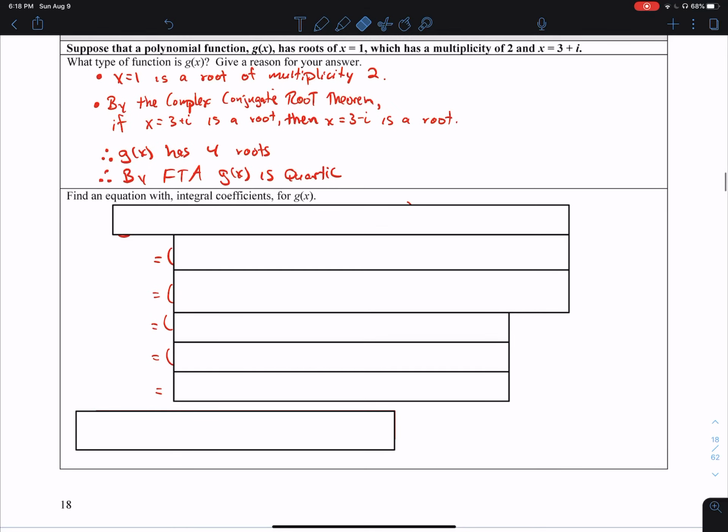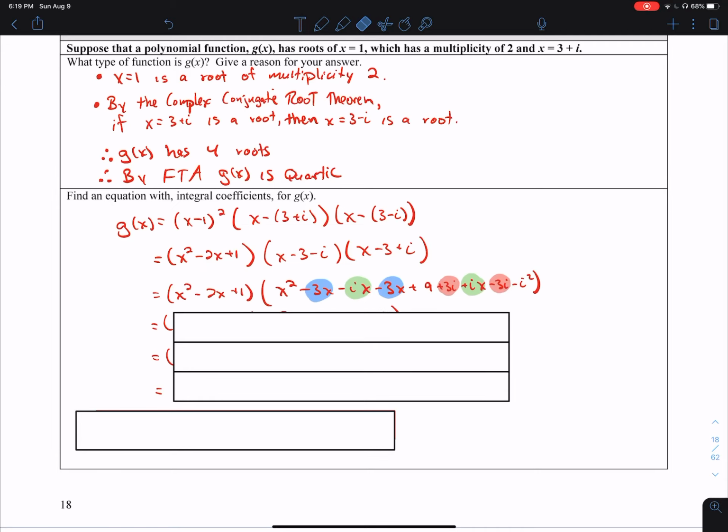Find an equation with integral coefficients of g of x. Please try this on your own. Pause the video, and then you can unpause it when you're finished and see if we come to the same conclusions for this.